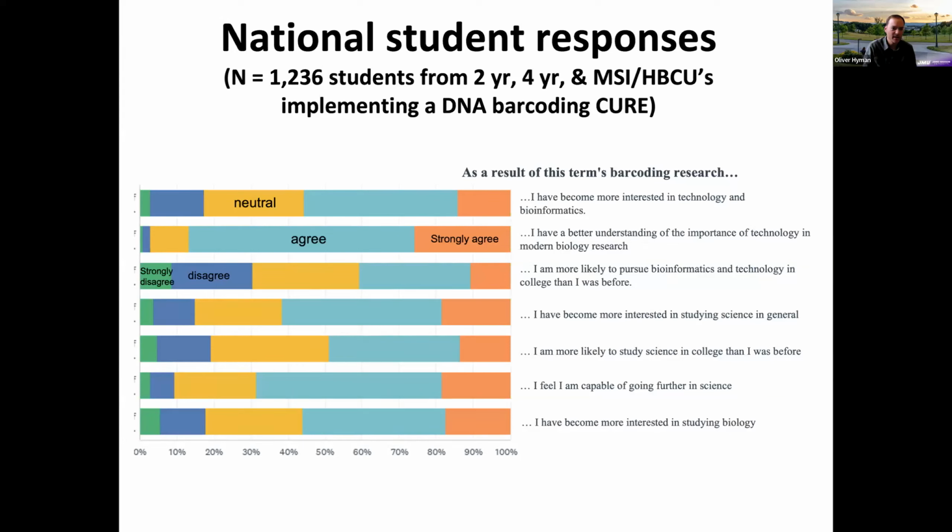And so this is looking at a sample of around 1,200 students from 2-year, 4-year, minority serving, and historically Black colleges and universities. They're implementing some form of a DNA barcoding CURE. And you can see there's a couple different colors here, ranging from strongly disagree to neutral to agree to strongly agree. And basically, we've asked them some simple questions related to how they feel after completing their barcoding research project.